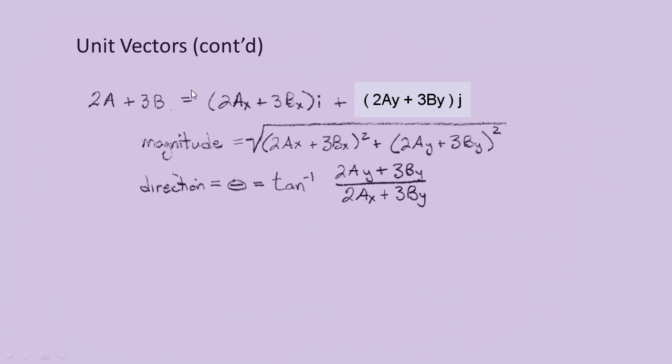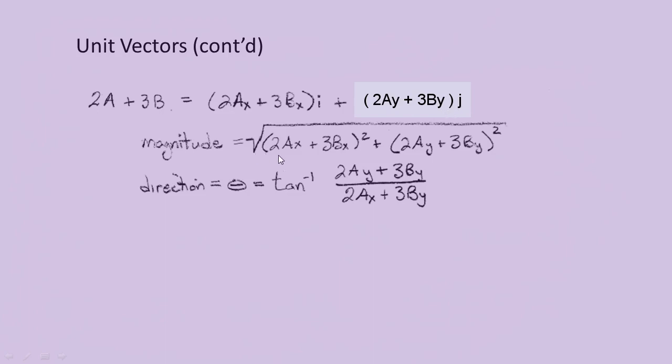What's the resulting vector from that? Well, we simply do the math to the individual magnitudes of the unit vectors. So 2 times a sub x plus 3 times b sub x. That sum will give us the coefficient for the i unit vector. And similarly, we're going to take 2 times a sub y plus 3 times b sub y, and that will give us the coefficient for the j unit vector.